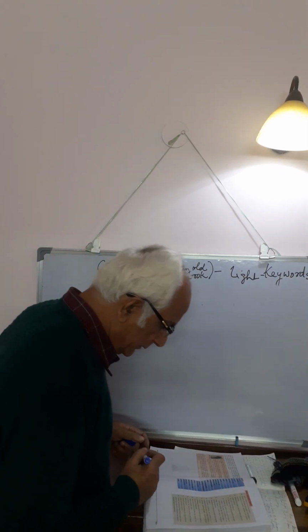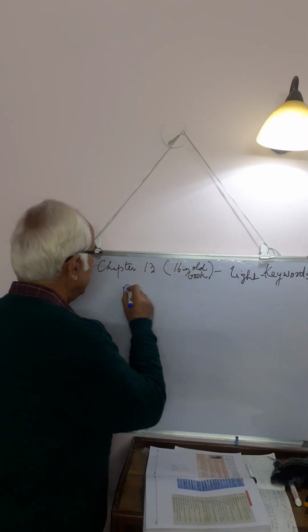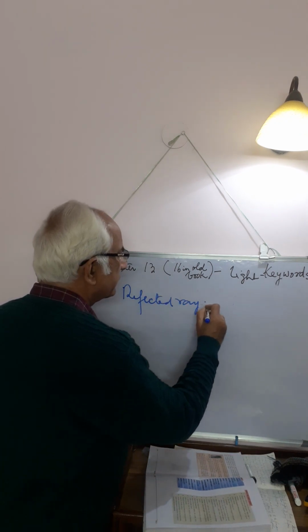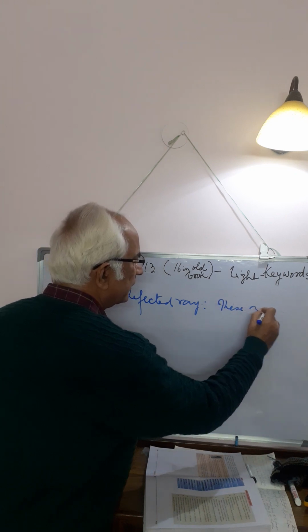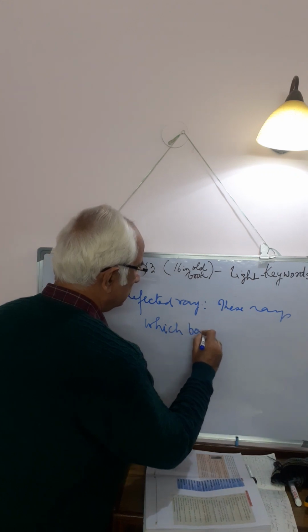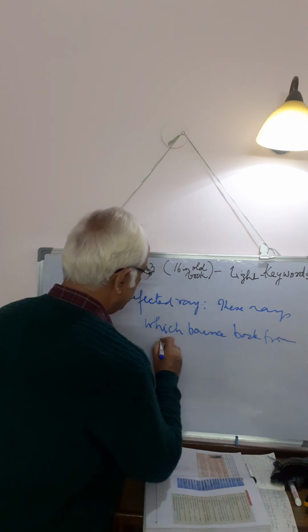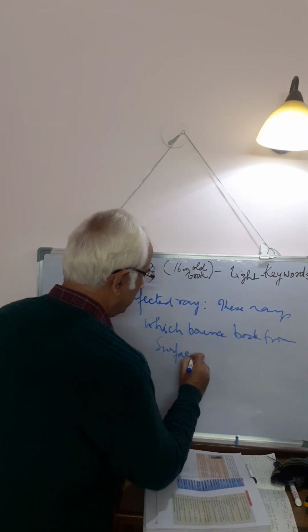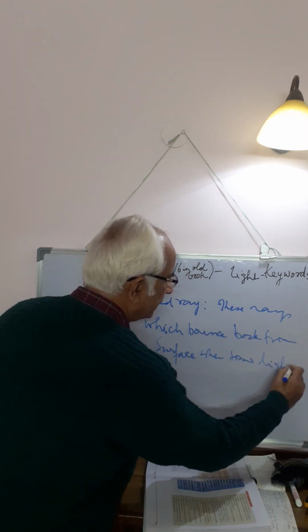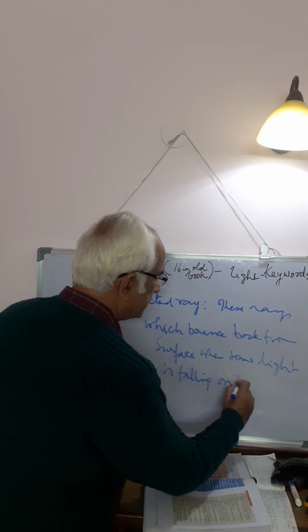So what is the next word? Reflected rays. Reflected rays are rays which bounce back from a surface, when some light is falling on that object.